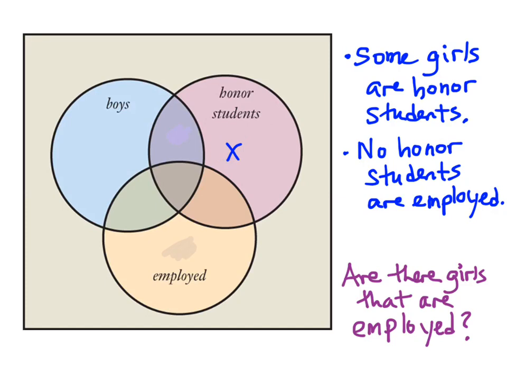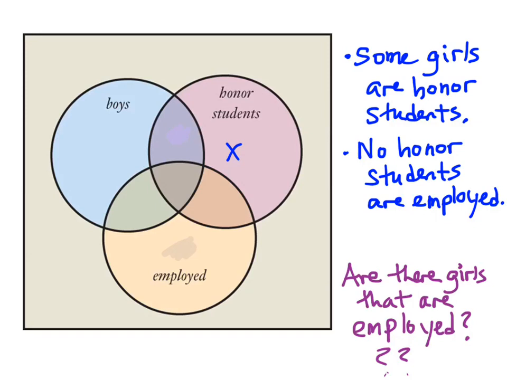Is this enough to answer the question, are there girls that are employed? What we want to know is, are there any girls, so outside of the boys circle, that are employed either here or here? And we actually don't know that. What we know is that there are some girls who are unemployed. That would be this blue X. But it doesn't mean that there definitely are ones that are employed. They could all be unemployed, and we don't know. So if this is the question, are there girls that are employed? It's unknown. We don't have enough information.